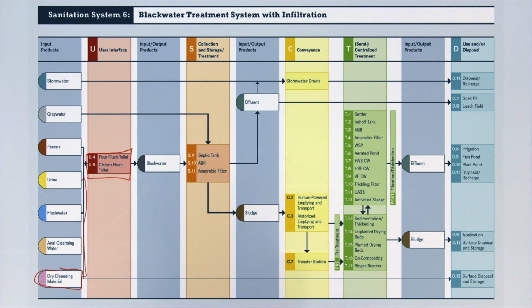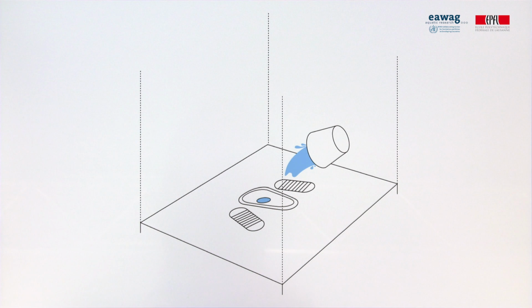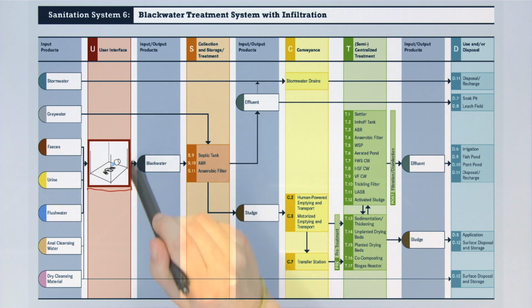And here we have two options. We can either choose a pour flush toilet or a cistern flush toilet. Let's, for the case of this example, choose a pour flush toilet. Here it is. We've marked it down so that we can build our system and continue from here.